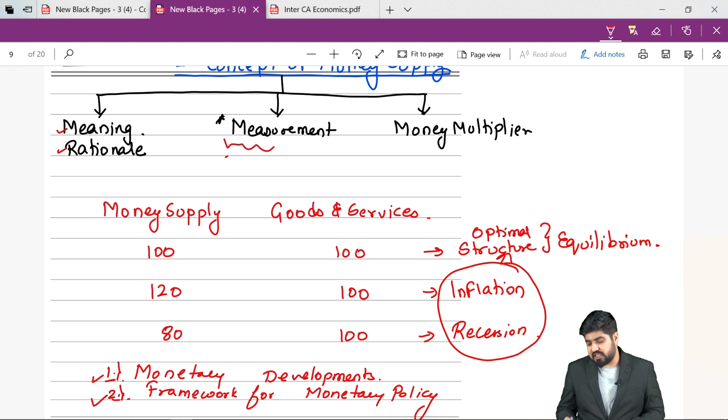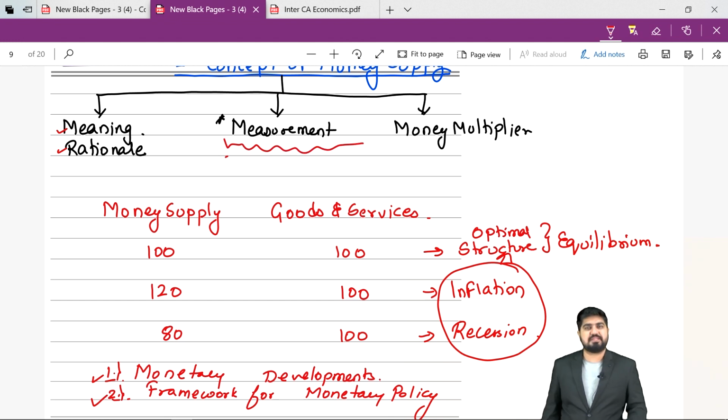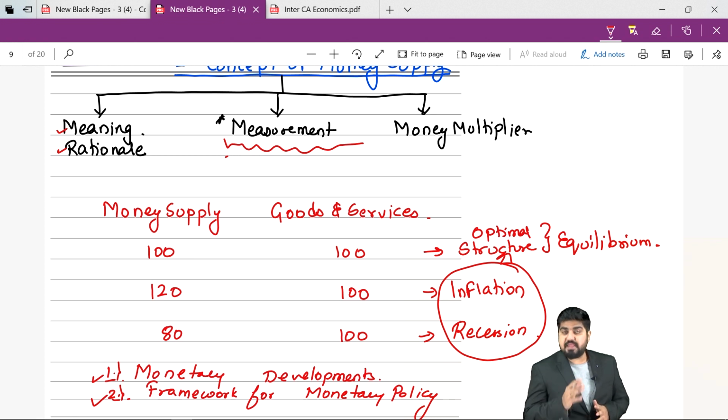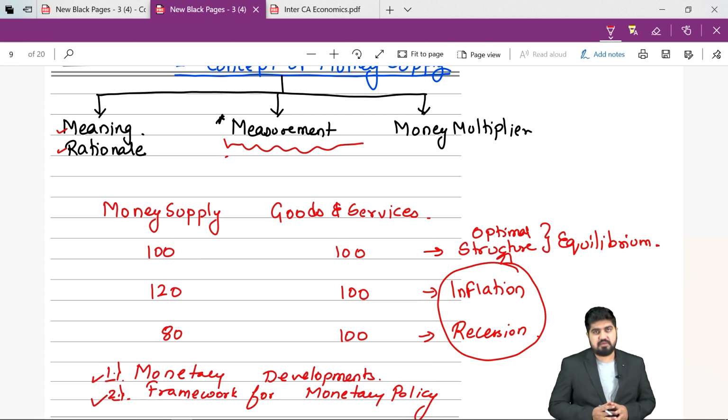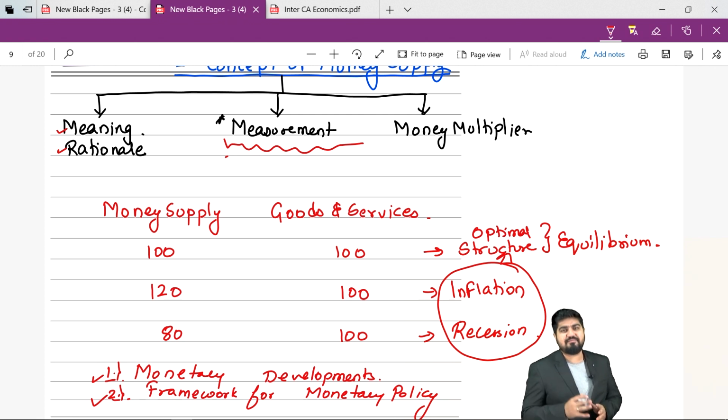Now coming on to the next part, it is nothing but measurement of money supply. Well, measurement of money supply, RBI started measuring money supply since 1935. Okay, please remember which year? 1935. But up to 1977, they were measuring only narrow money. When I say narrow money, there is something called as M1.